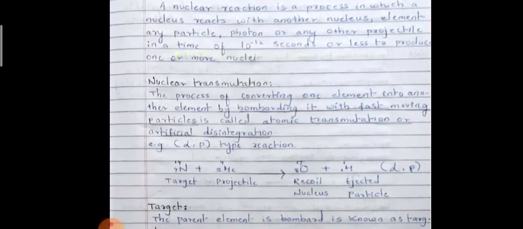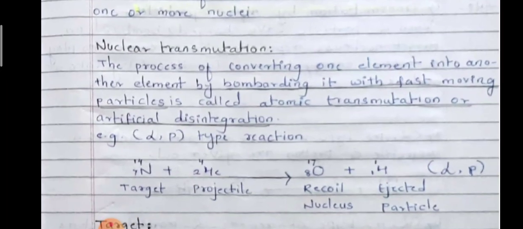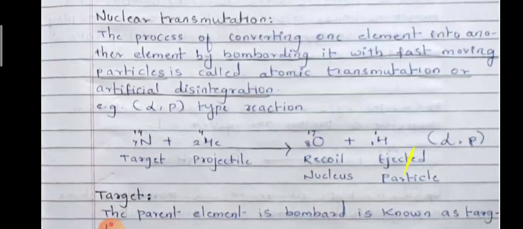An example is given: alpha p type reaction. The name indicates the type of reaction, like alpha p, np type, pn type. Alpha p indicates that alpha is bombarded on the target element and a proton is ejected. Here the target is nitrogen 7, 14, on which the alpha, which is helium He 2 4, is bombarded; it is called the projectile. The new element is called the recoil nucleus, and along with it a byproduct, the proton, is emitted, which is called the ejected particle.